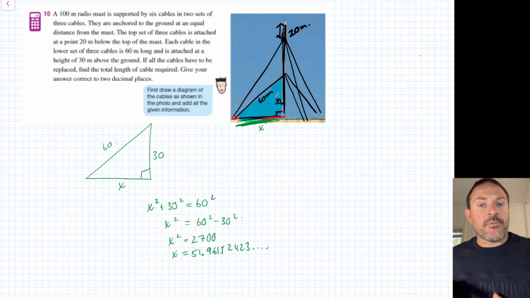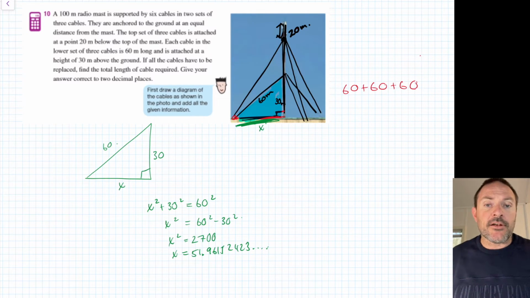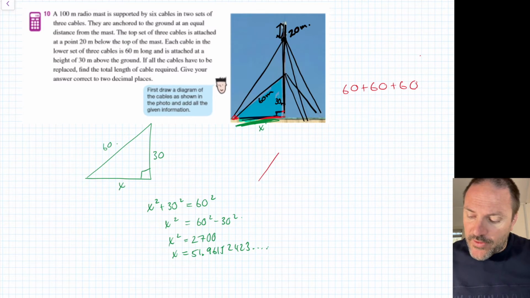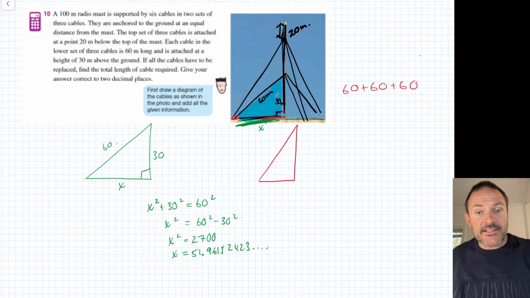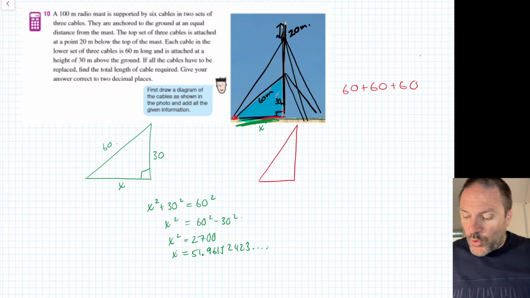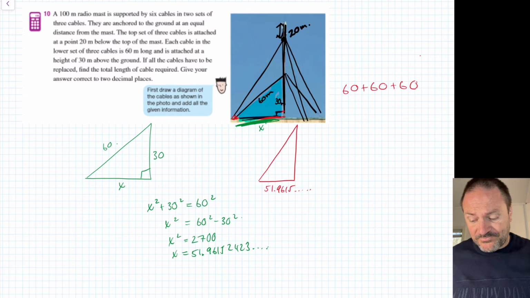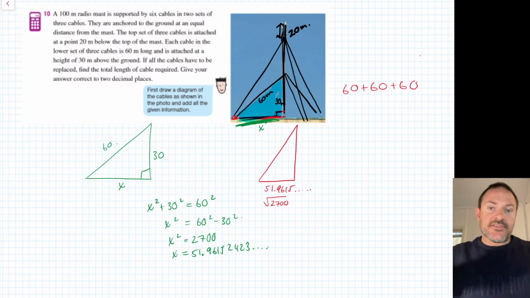Now, we already know the bottom three. The bottom three are each 60 meters in length, right? So we already know that. But we don't know the length of the top one. So if I redraw out the top sort of diagram, right? We now know the distance from the center of the mast to the horizontal length. We now know that's 51.9614... or the square root of 2700 if you want to have the whole number. We know that part. We need to figure out what the distance is the whole way along.